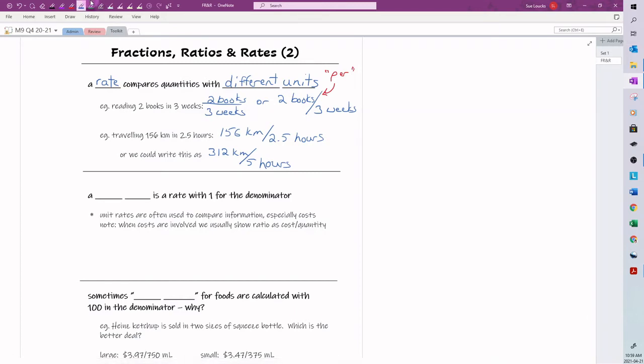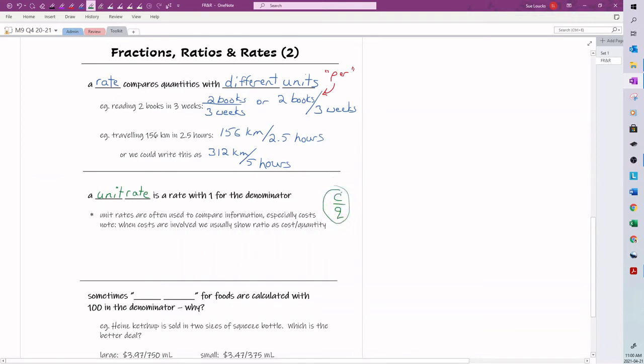All right, one more thing, 2 more things, I guess. The next one we're going to talk about is a unit rate. Okay, unit means 1. So a unit rate is a rate for one thing. They're often used to compare information, especially costs. And when we have costs, we always do cost over quantity. So make sure you made a note of that.